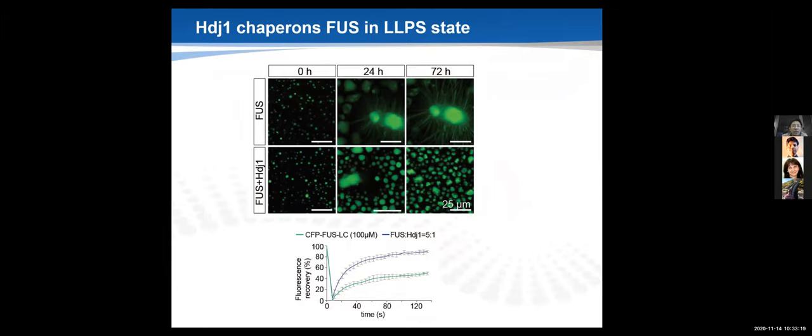Next, we want to know what the function of co-phase separation of HSP40 with FUS is. Similar to the HSP27 studies, FUS by itself forms droplets, and upon maturation, the fibrillar structure will grow from the droplet and spontaneously undergo this liquid to solid phase transition. But when we co-incubate with HSP40, it can stabilize FUS in this highly dynamic phase separation state. The FRAP experiment also shows that in the presence of HSP40, the droplet is highly dynamic, and this fibrillar aggregation state was efficiently prevented.